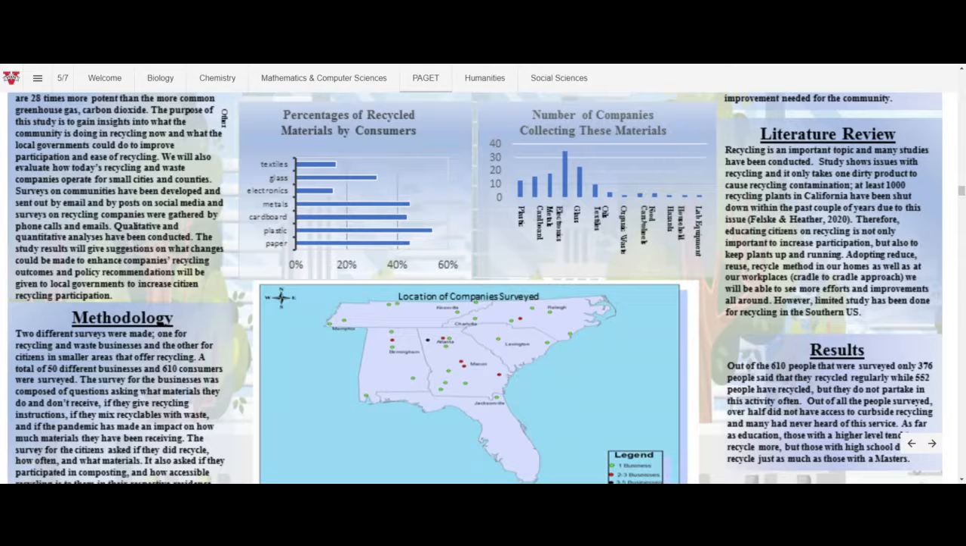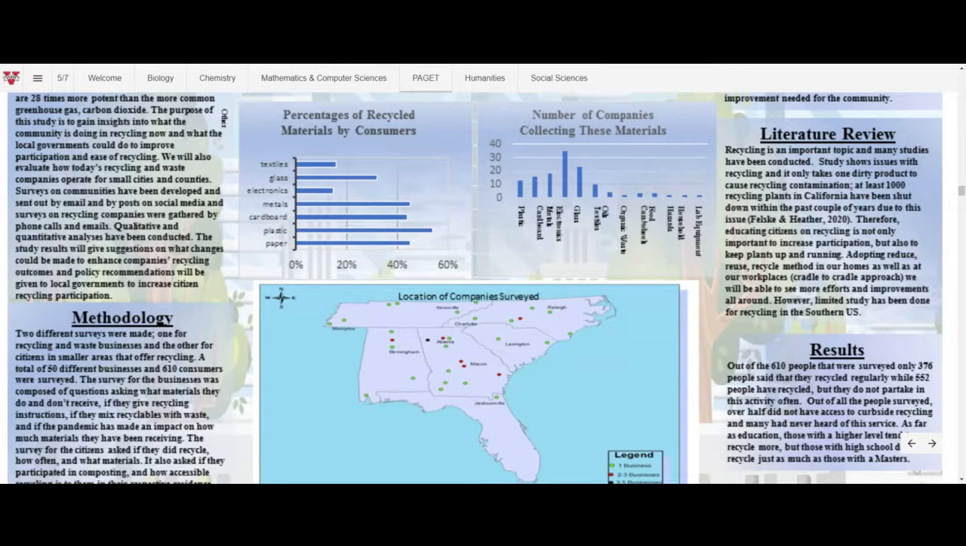For the business survey, I asked them if COVID had an impact on what materials they received or how much waste they received. I also asked them if they mixed recyclables with their waste, or if they created waste and mixed it with the recyclables, or if they took materials that they didn't receive to other places. And as far as the consumer survey, I asked them if they recycled, what materials they recycle, and how often, and their thoughts on what we could do as a community or as a city to make recycling easier and to increase participation.